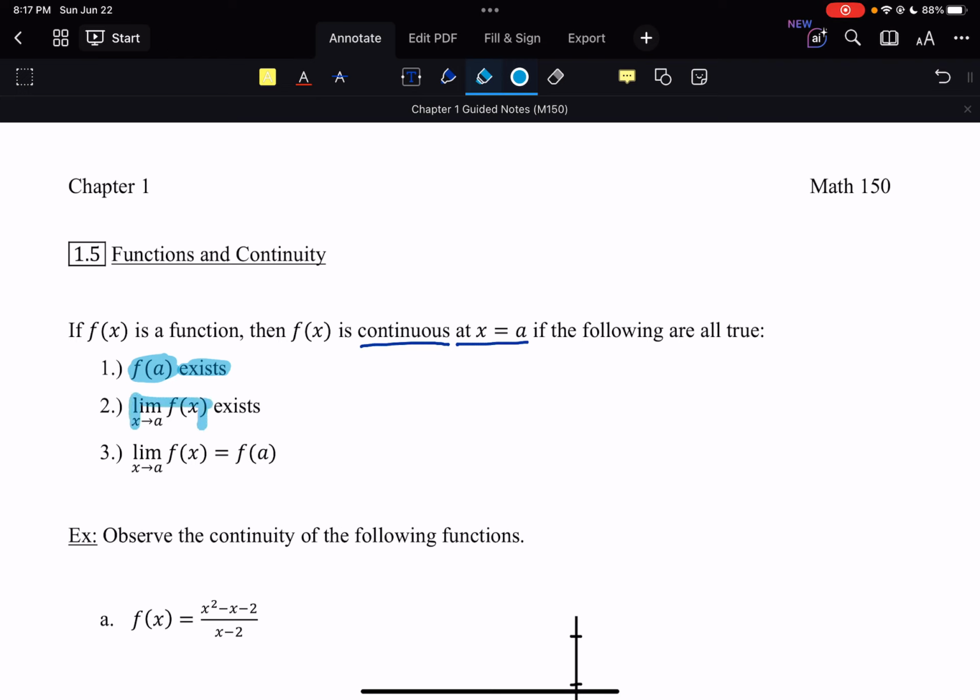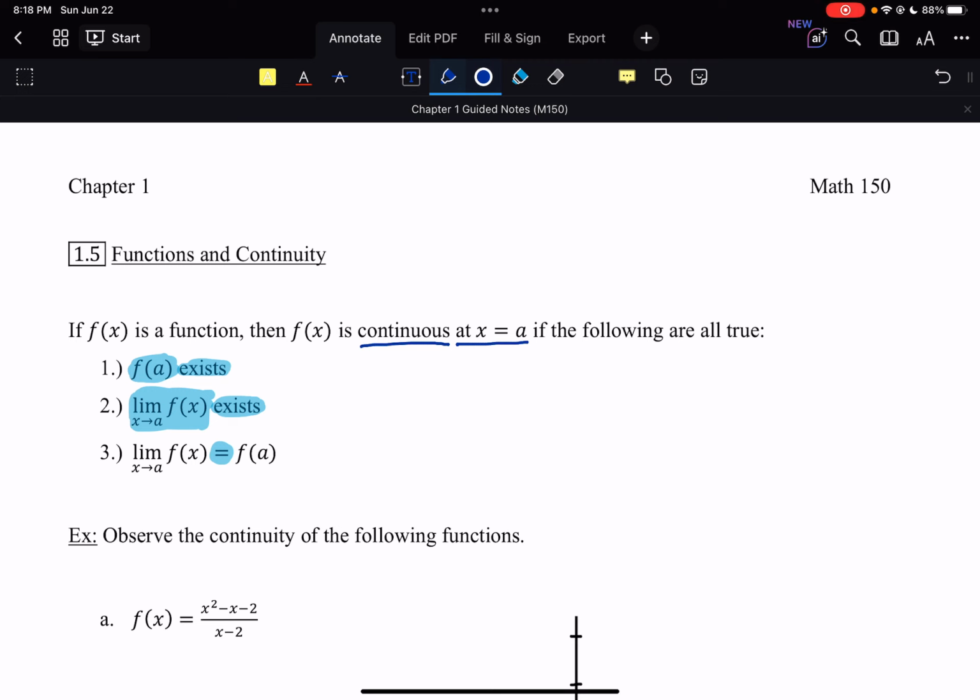The limit of the function as x approaches a must exist. Okay, so the limit has to exist coming at it from both sides. And those two values that we got in part 1 and part 2 must be equal to each other. So the function exists, the limit exists, and those two values are equal. Technically speaking, this third one encompasses both of these because if they're going to be equal, they both have to exist for that to be true. But we go ahead and state it as 3 conditions just so that we can keep that perfectly clear.